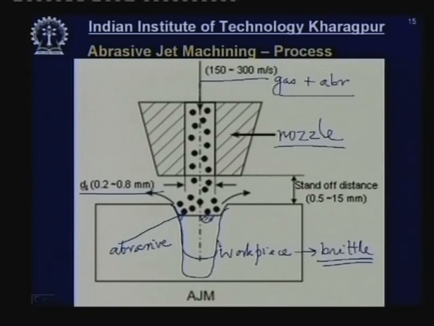So this is a pure mechanical domain process where the mechanical energy of a high speed abrasive is used for machining the material, and the machining occurs because of the brittle fracture of the workpiece.